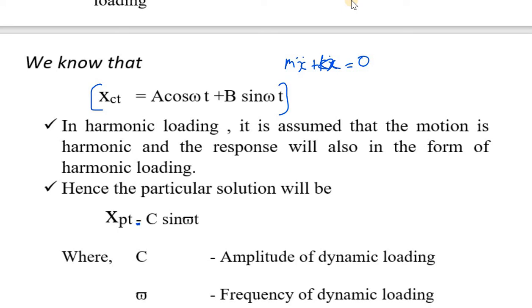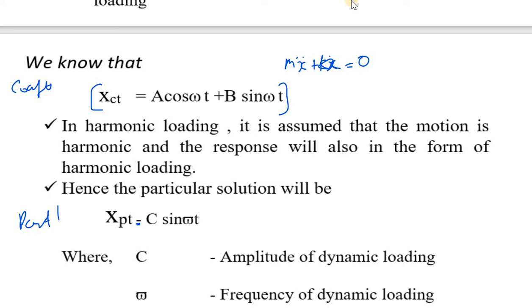So this is our complementary solution. This is our particular solution. Both these equations we have to solve, then by adding up we will get the solution. First we are starting with xc of t, which is a cos omega t.